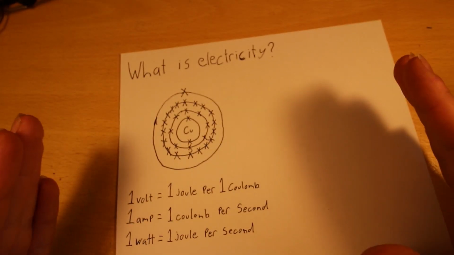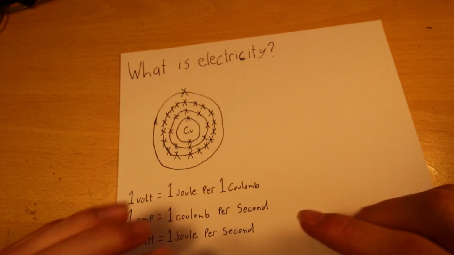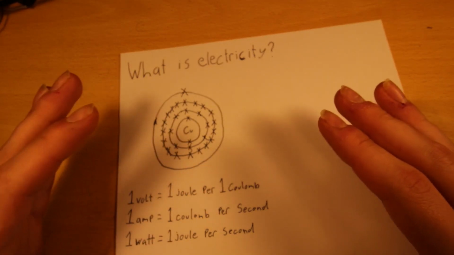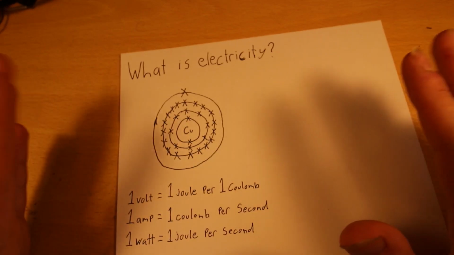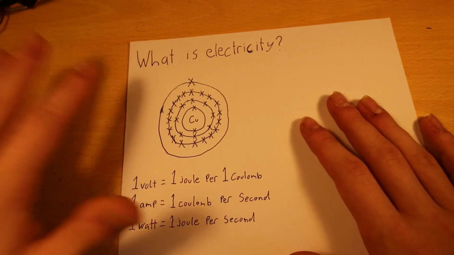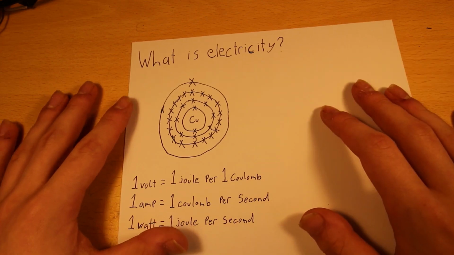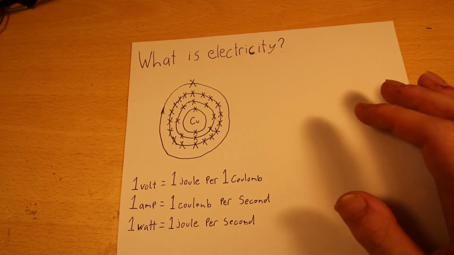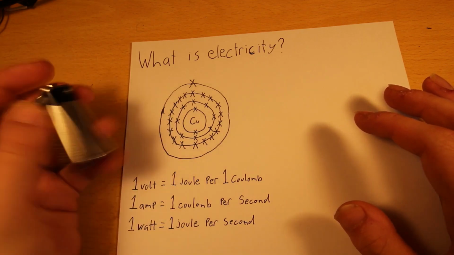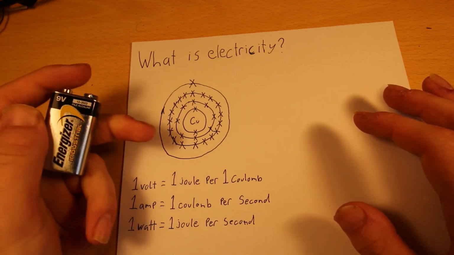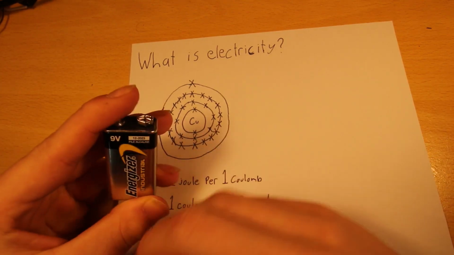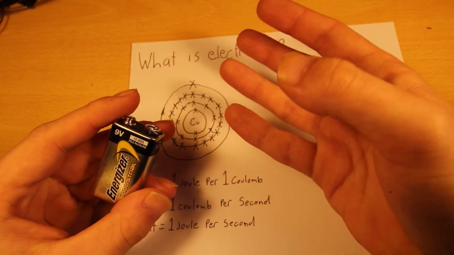But why do the electrons move? And this is where it gets a little bit more complicated. Generally speaking, there's a lot more, but there are two main ways that we produce electricity: chemically and mechanically. Chemical electricity comes from things like this. This is a 9-volt battery. I'm sure everyone's familiar with these. These store energy chemically inside them and then release it as electricity when you need it.